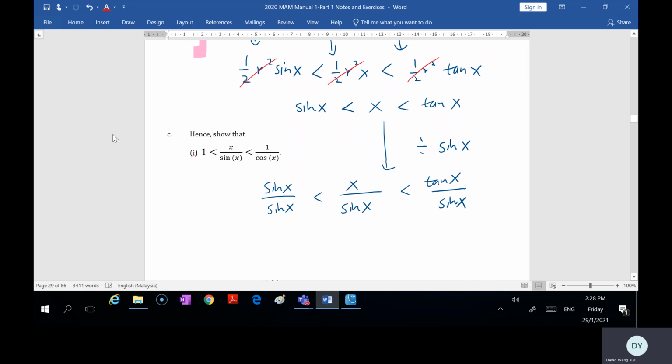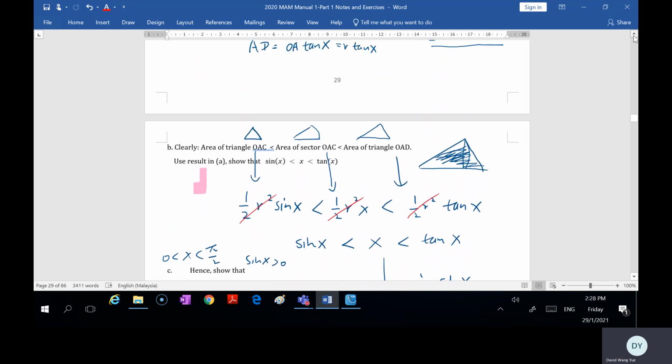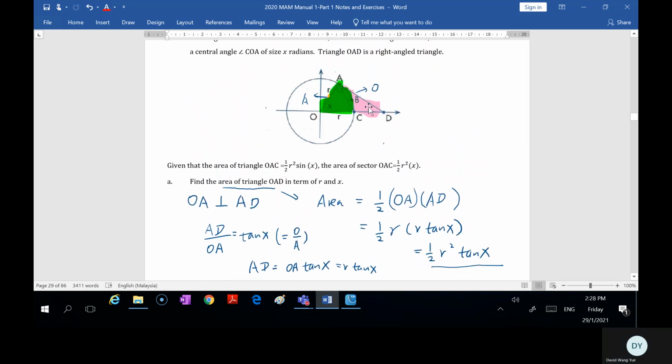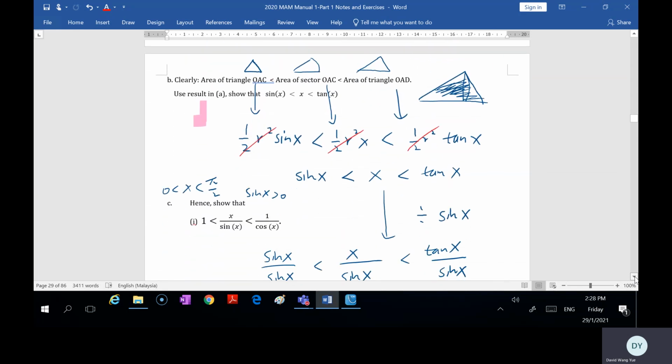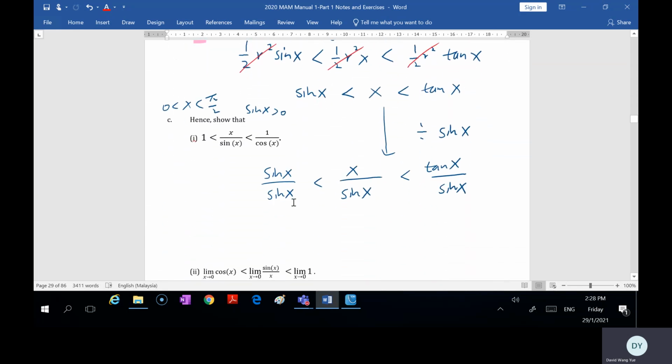Please take note, our x is between 0 and 90 degrees. That's why sin x is positive, because x is an acute angle. That's why the direction of the inequality doesn't change. Sin x divided by sin x is 1, so 1 is less than x over sin x, which is less than, this one.